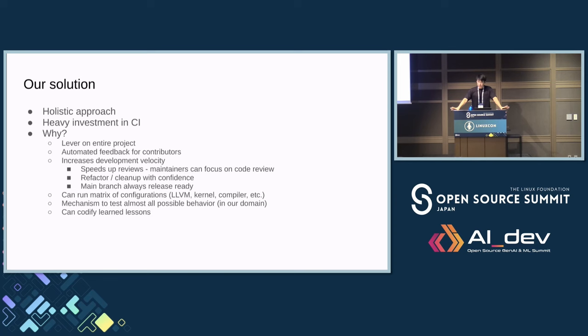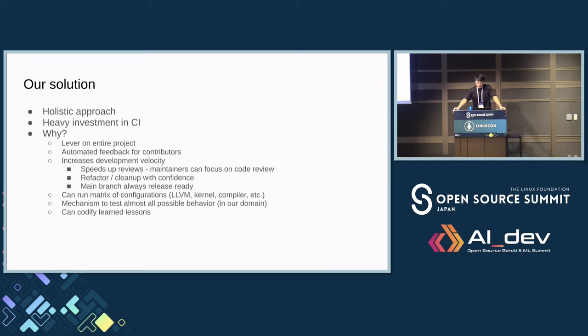So what does holistic approach practically mean? Well, to me, I think investing in CI is the most practical way of putting this philosophy into practice. CI has your clear procedural benefits. It automates feedback. It accelerates velocity. It exercises different configurations, blah, blah, blah. These are all great. Everyone knows this.